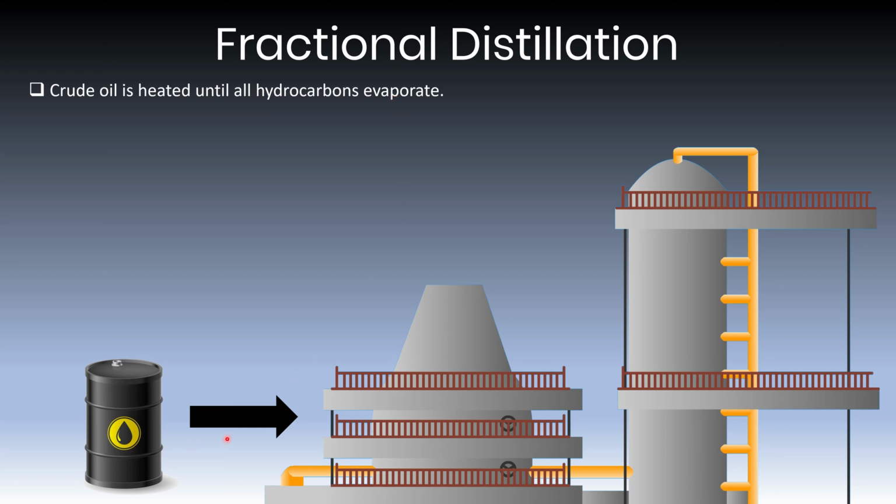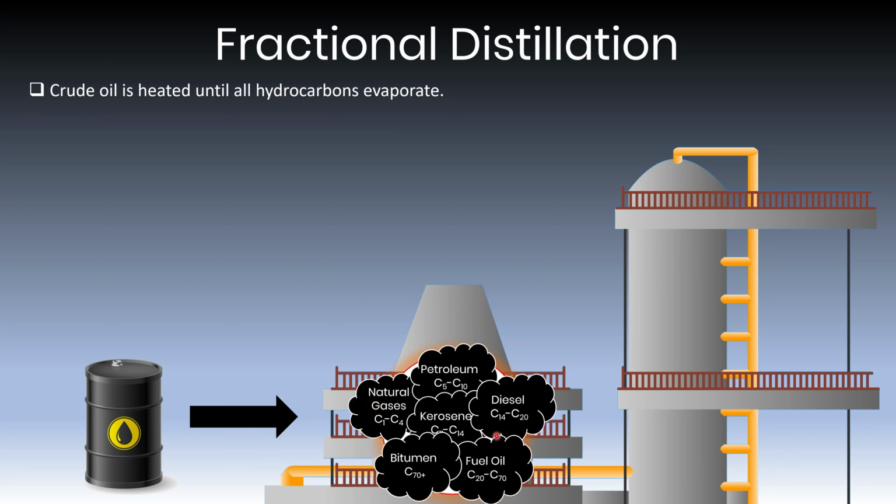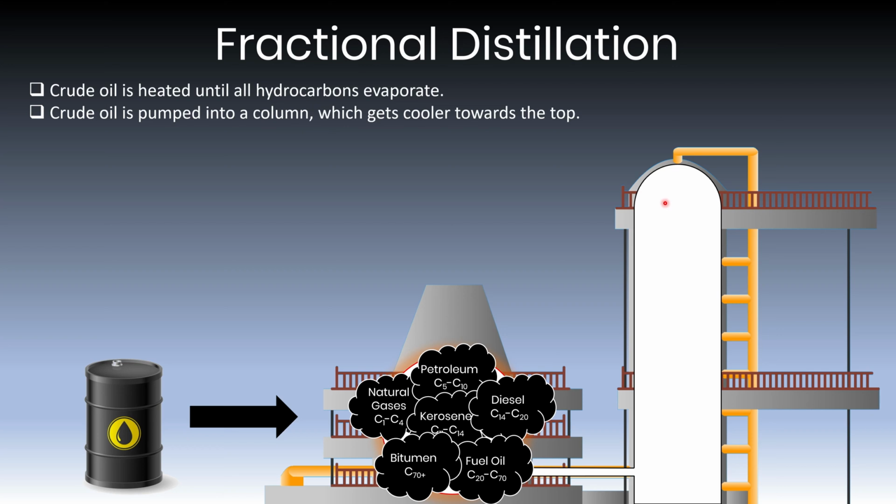Here we can see the crude oil going into the boiler. Inside the boiler it's very hot, and therefore all of the hydrocarbons evaporate. Next up, the crude oil vapours are pumped into a column, which gets cooler towards the top. Here I've shown a pipe from the boiler going into the column here, and we can see inside the column. I've shown on the right here a temperature gradient. It's very hot at the bottom and gets cooler the further towards the top that you go.